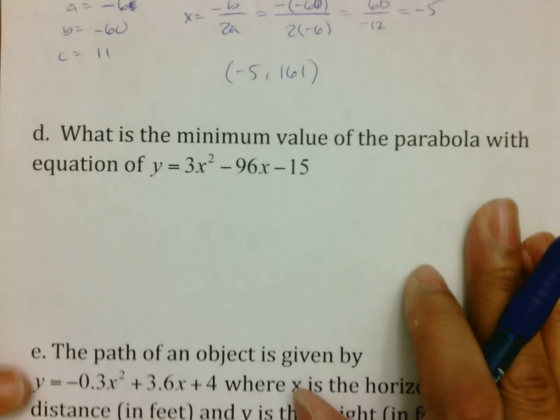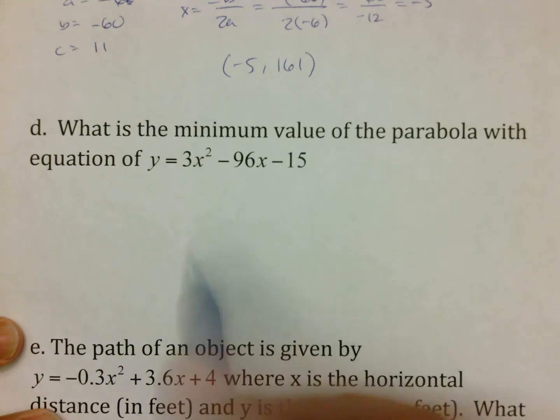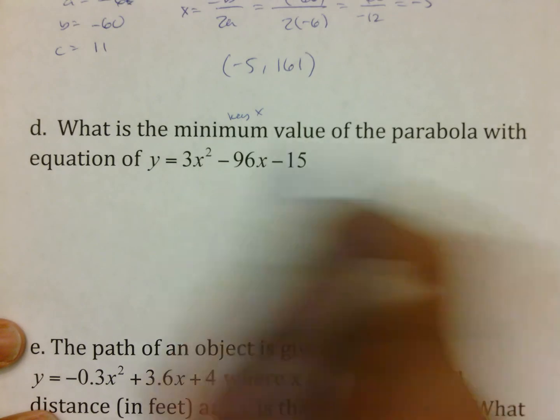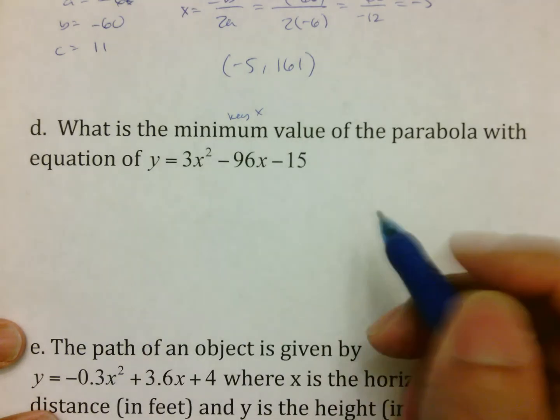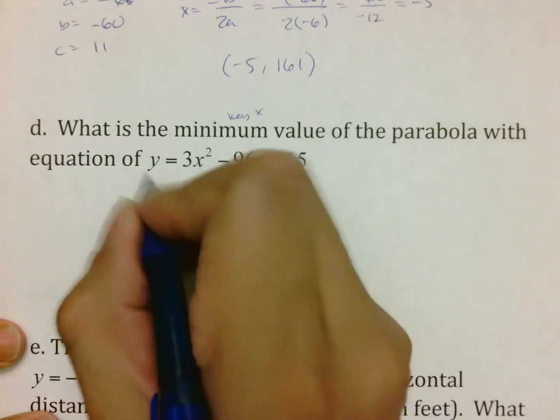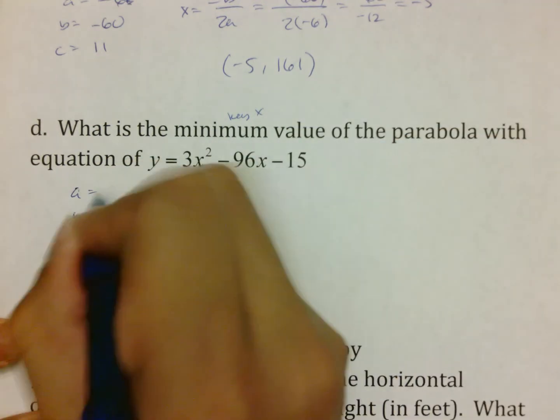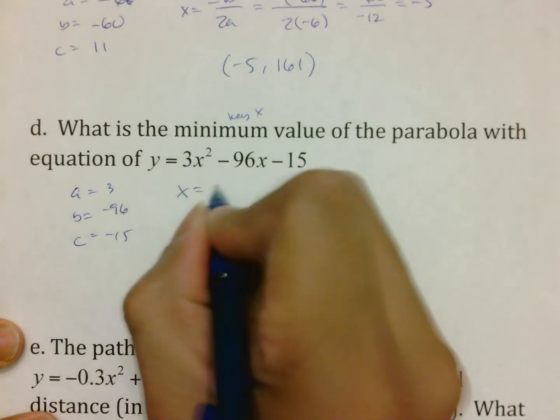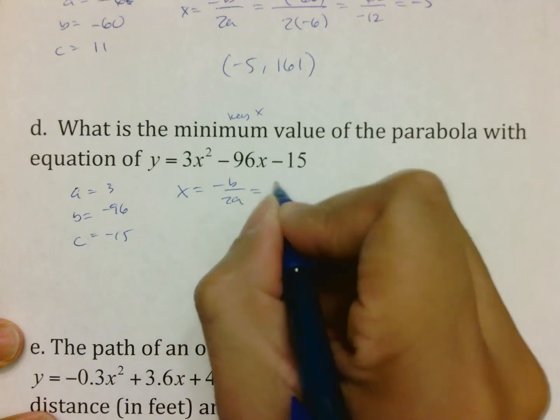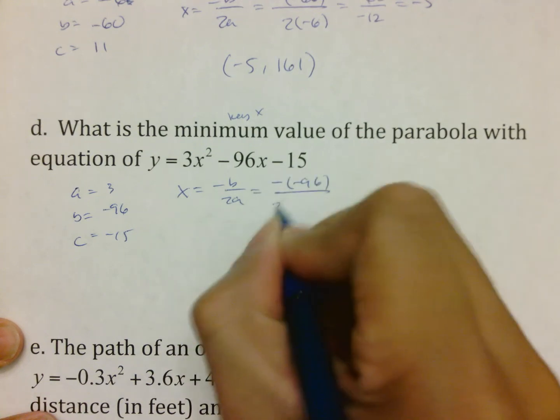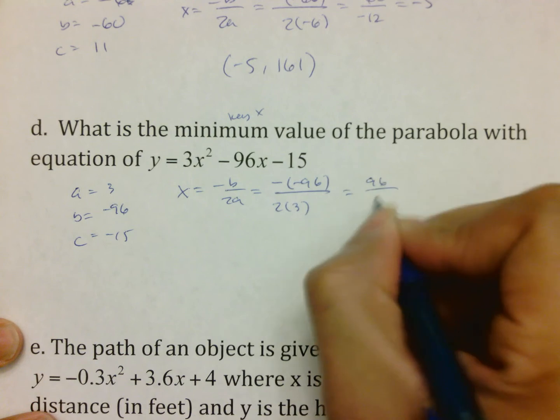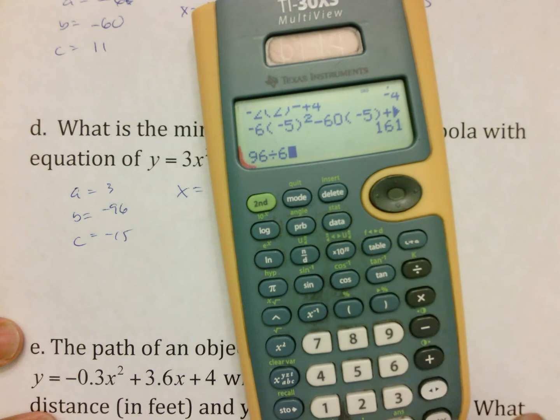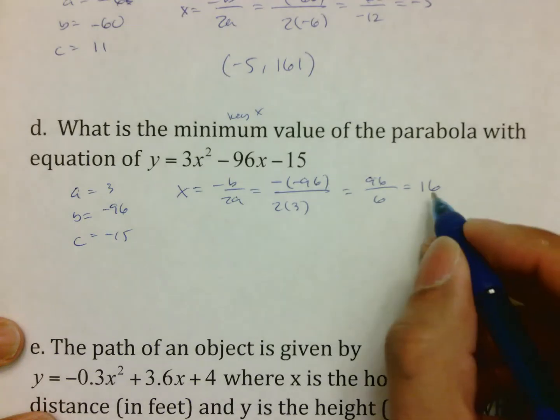Another question you'll see today and on your test is going to ask for the minimum value. Well, to find the minimum value, that still comes from the key x, which goes back to our essential question. It's just not x, because the minimum value is actually how low it goes, which is a y value. So what you have to do again is your a, b, c, which is 3, negative 96, negative 15. X is negative b over 2a, which is negative 96 over 2 times 3, which is 96 over 6, or 16, I believe. Yeah.